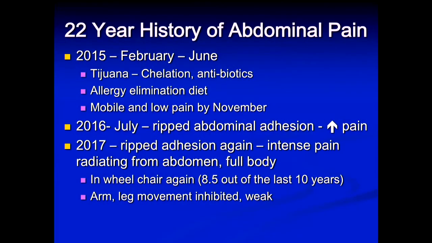She had severe abdominal pain. She was hyperalgesic. You couldn't touch her skin. Her children could not hug her. Her husband could not hug her. Her legs were painful to touch, and she had red dots or spots on her arms and legs. So in 2015, they went to Tijuana and had chelation and antibiotics and an allergy elimination diet. And by November of 2015, she was good again. She could move, her pain was down. 2016, July, she was doing something and she felt an abdominal adhesion tear, and that increased her pain.